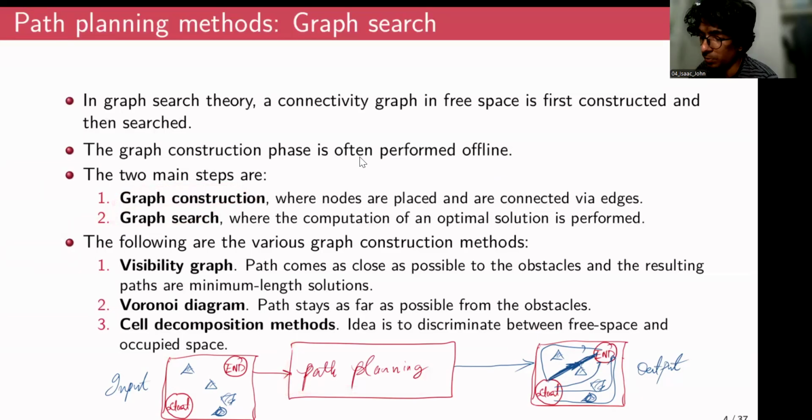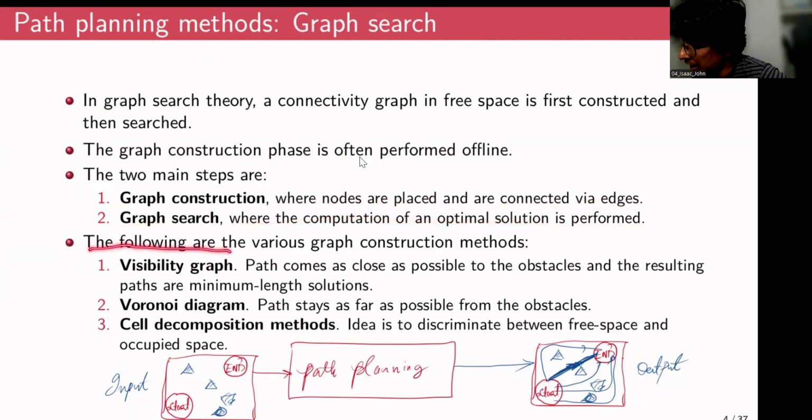Right. So we'll go by these points briefly. In graph search theory, a connectivity graph in free space is first constructed and then searched. As I was telling, we create a connectivity graph first, and then it is searched. The constructing phase is what we call graph construction, and the searching phase is what we call graph search. The graph construction phase is often performed offline. It does not have to be in real time. You can do that with the map that has already been created. So the two main steps are graph construction, where the nodes are placed and connected via edges, and graph search, where the computation of an optimal solution is performed.